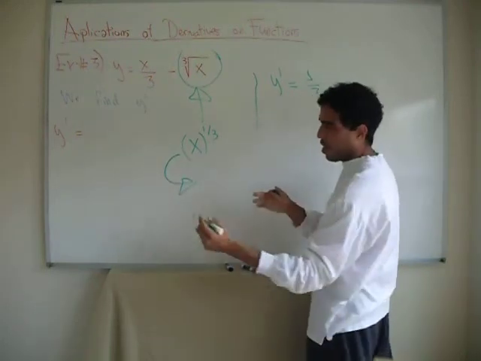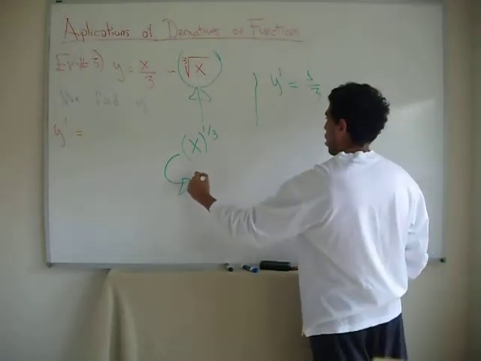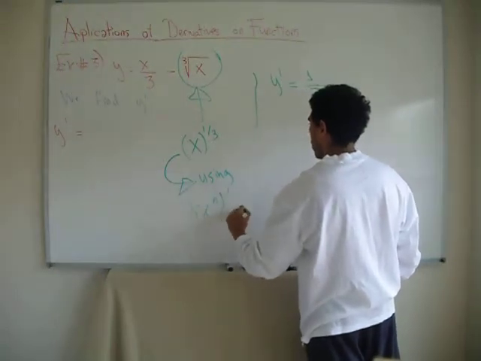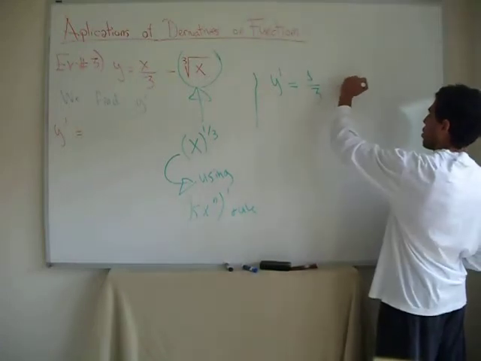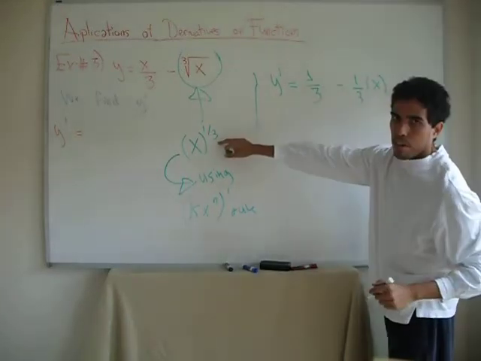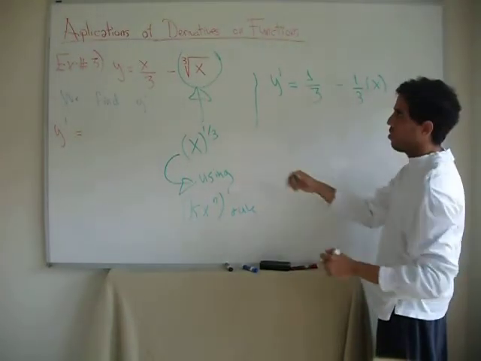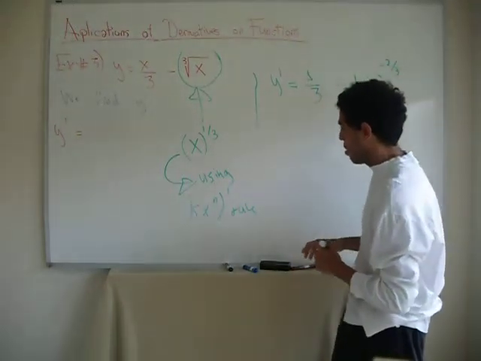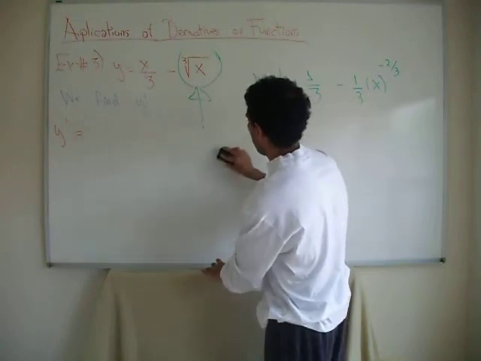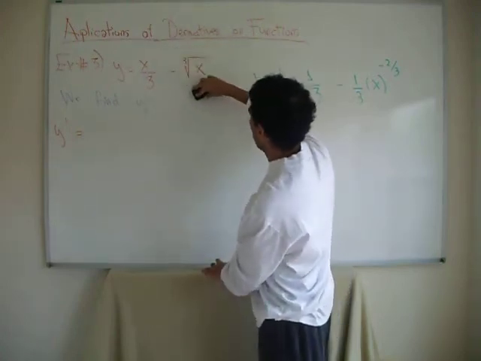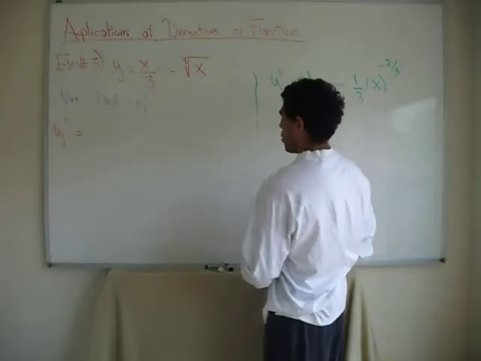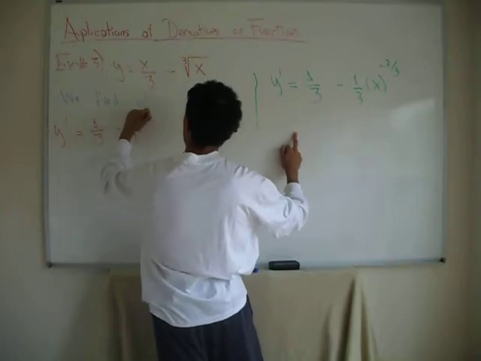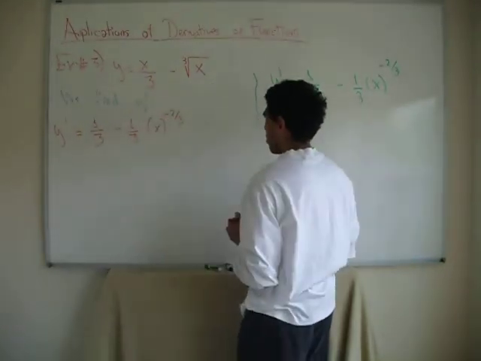So, since we have this, the derivative of this is going to be, using the rule for k times x to the n prime, 1/3 goes down multiplying x, and 1/3 minus 1 is 1/3 minus 3/3, which is minus 2/3. And there we go. Now I'll erase this. This is my y prime, which I'm going to write on the left side: 1/3 minus 1/3 times x to the power of minus 2/3.